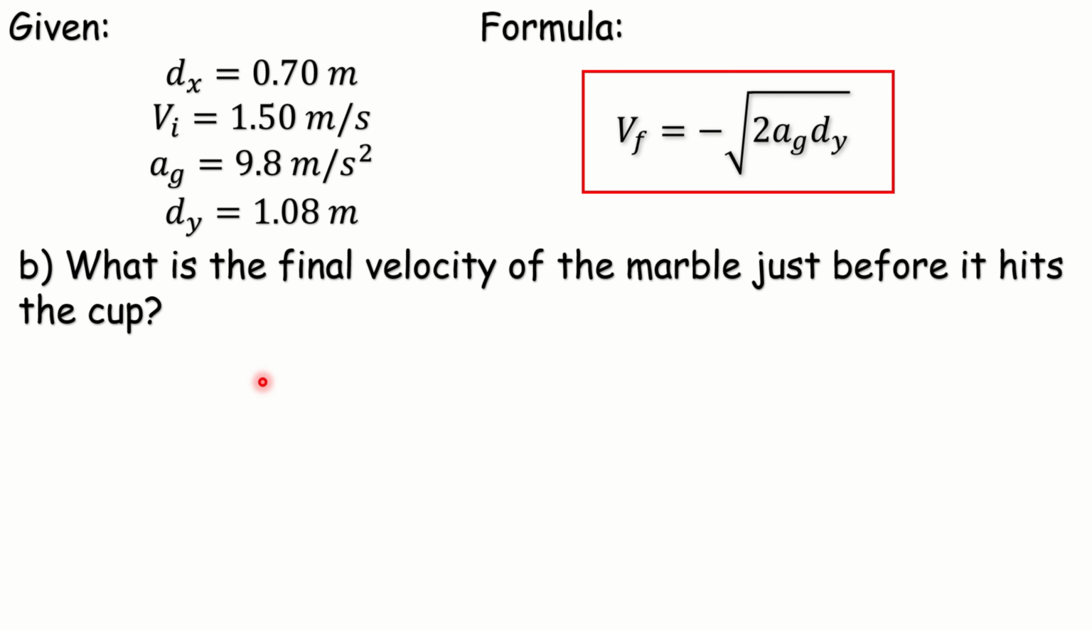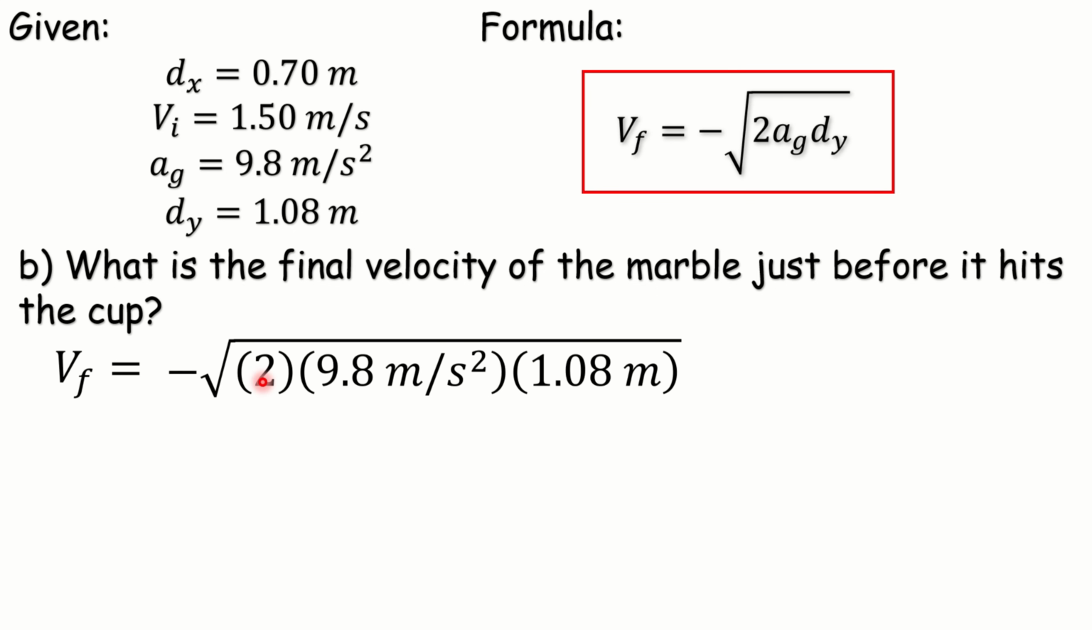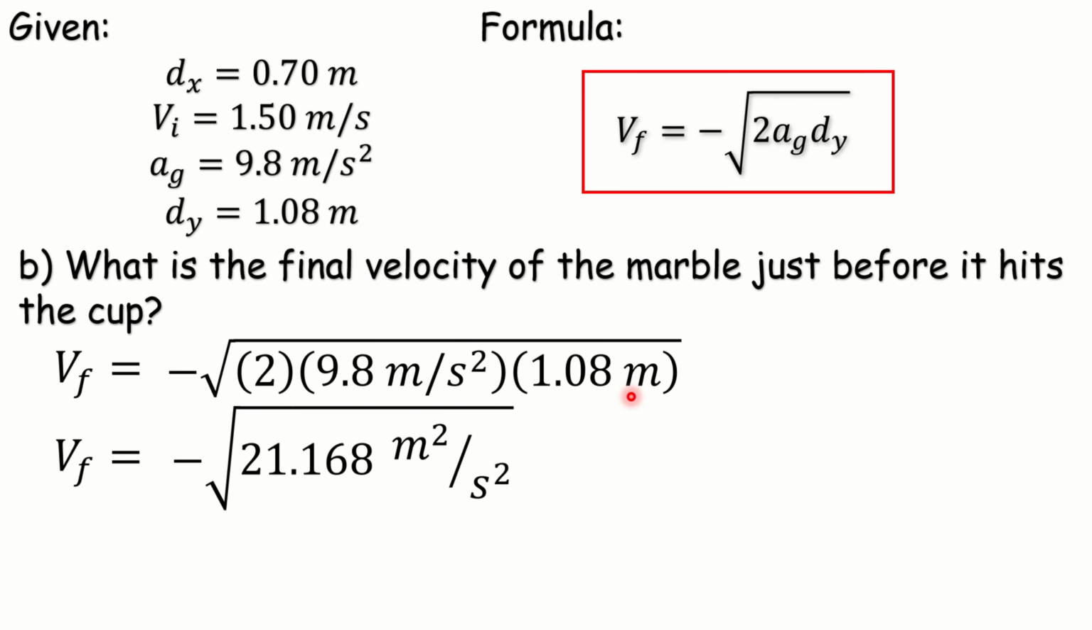Let us substitute the given to our formula. So, here it is. We have the 2, the ag, or the acceleration due to gravity, and our height. Multiplying these three quantities, we are going to have 21.168. Also, we do the operation in the units. Next, to simplify this, we have to get the square root of 21.168 and the square root of our unit, m squared per second squared. Therefore, we have 4.6 meters per second.